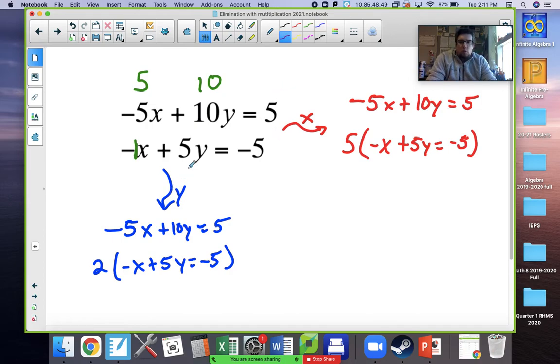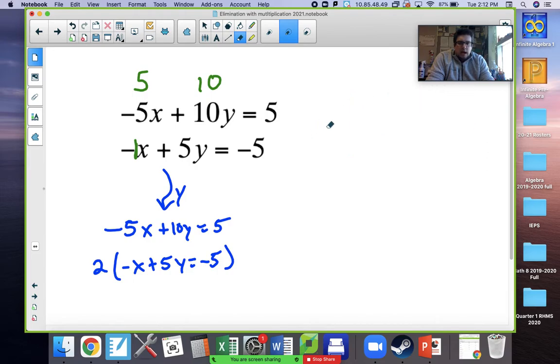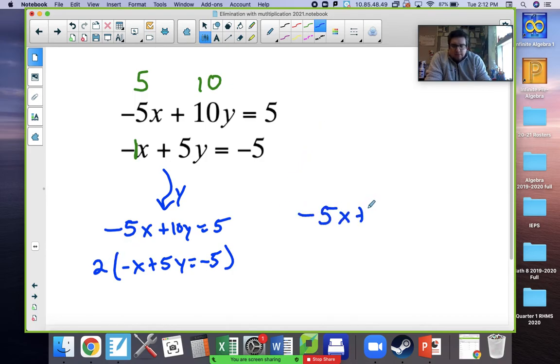Let's go with the y's. We did the x's last time, or I think we did the y's last time, but I think this 2 is actually going to be the easiest. So I multiply the 2, so my top equation is still negative 5x plus 10y equals 5. Bottom equation says negative 2x plus 10y equals negative 10.